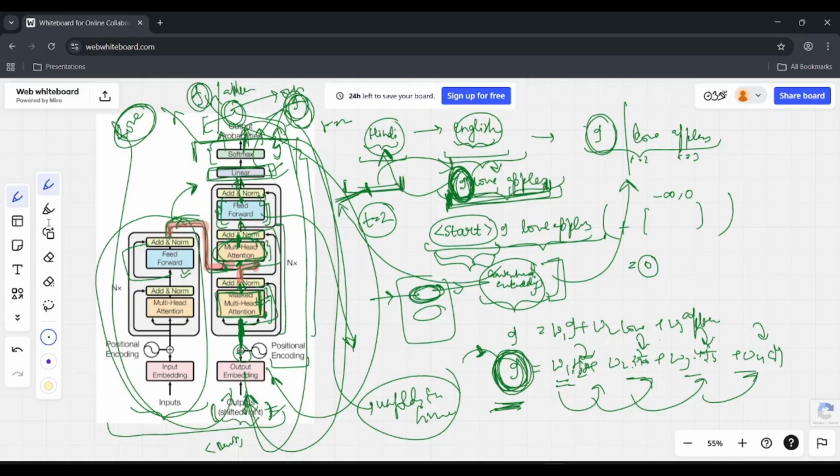Now, we can have an additional token at the end, like this, that tells us that now we need to stop processing. Okay, so I hope things are clear.